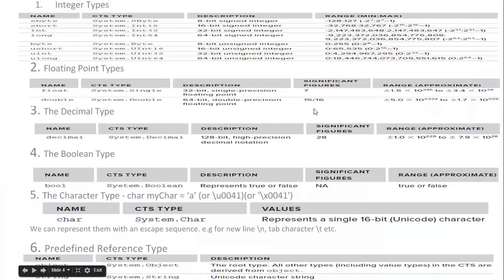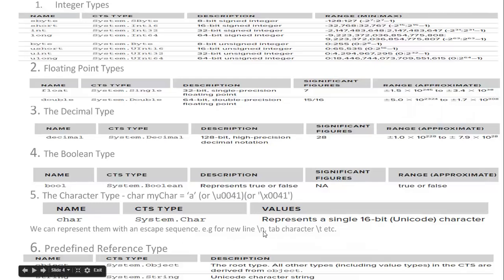For double it is 15 to 16, and for decimal it is 28 significant figures. It has very high precision, so 128 bit is used, and it will take a lot of memory. For boolean type it is either true or false, the range is only 2. For character type it is a 16-bit Unicode character, and we can represent them with an escape sequence.